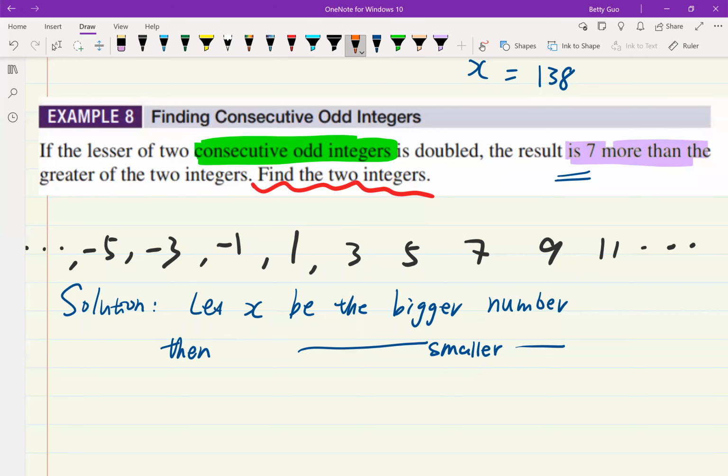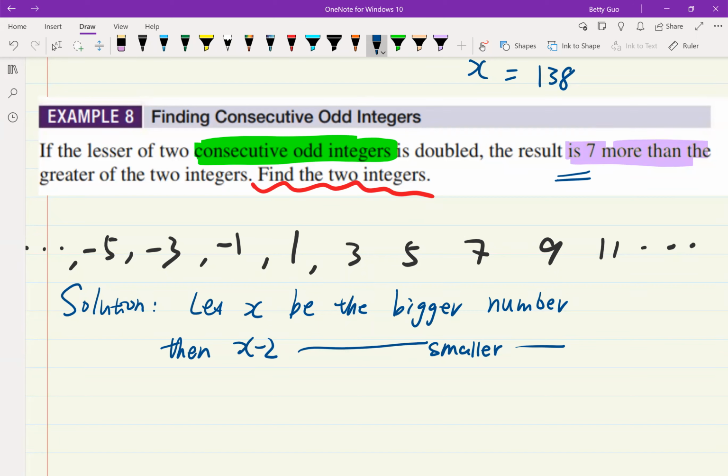Because I just showed you the pattern. Any two consecutive odd integers, the bigger one is always two more than the smaller one, right? The smaller one is always two less than the bigger one, right? So if the bigger one is X, what's the smaller one? You guys tell me. Yeah, I hate to answer my own question. So if X is the bigger number, what's the smaller number? X plus 2, X minus 2. Perfect. X minus 2. Does that make sense?